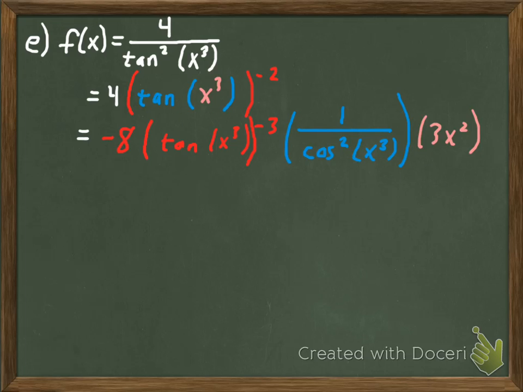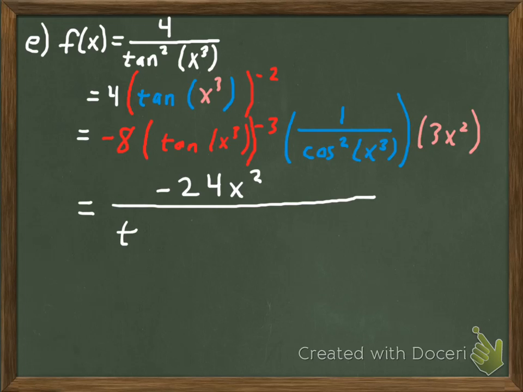Now for the cleanup work. We've got fractions involved here. You already see the one fraction from where we differentiated the tangent. And we've got a factor that has a tangent being raised to a negative exponent, so that's going to be brought to the denominator. In the numerator, we're going to have a negative 8 times a 1 times a 3x squared, so that you end up with negative 24x squared over the tangent cubed of x cubed times the cosine squared of x cubed.